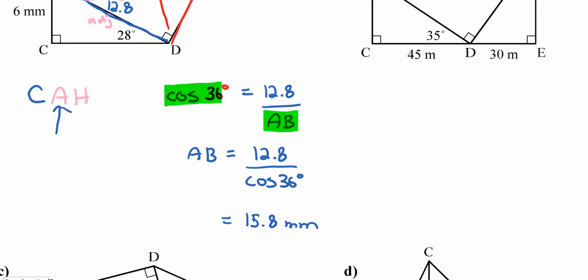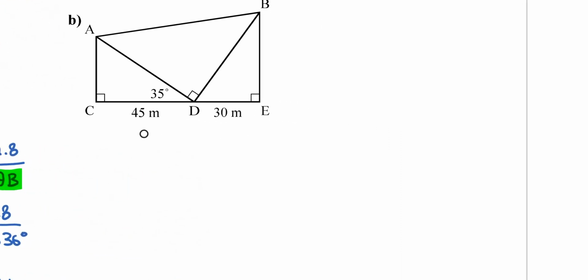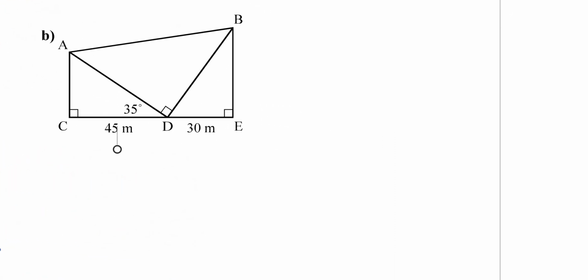Okay, let's move on to the next question here. I believe we're now moving on to question 4b. Now for 4b, the goal is that we need to find the length of AB over here. So before we do that, we would probably need to work with the two smaller triangles here.